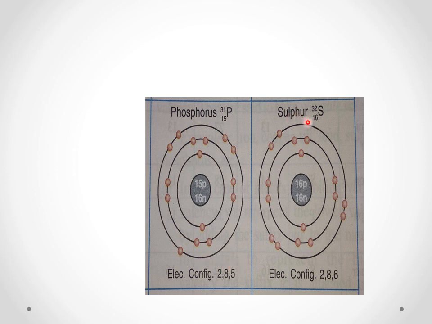Then move to sulfur. What is the atomic number of sulfur? The atomic number of sulfur is 16. Then what will be the electronic configuration? First, K shell is filled with 2 electrons. Then L shell is filled with 8 electrons. Then the remaining 6 electrons are there in M shell. You can see the structure of a sulfur atom. 2 electrons in K shell, 8 electrons in L shell and 6 electrons in M shell.